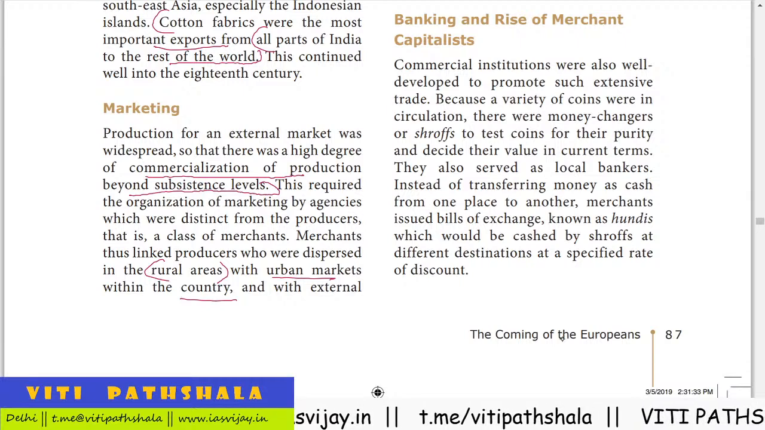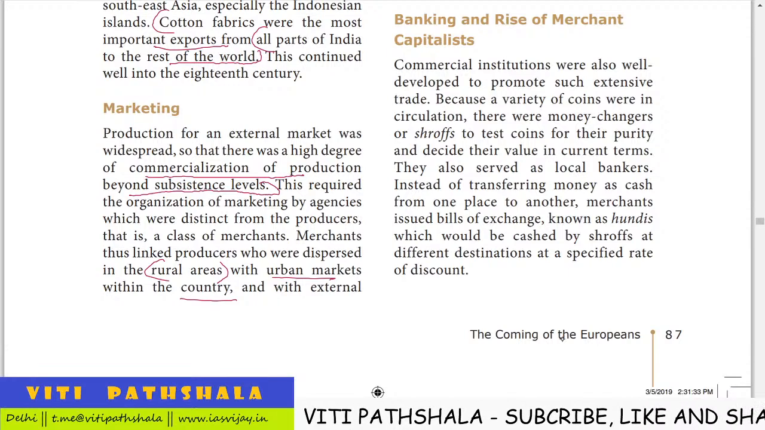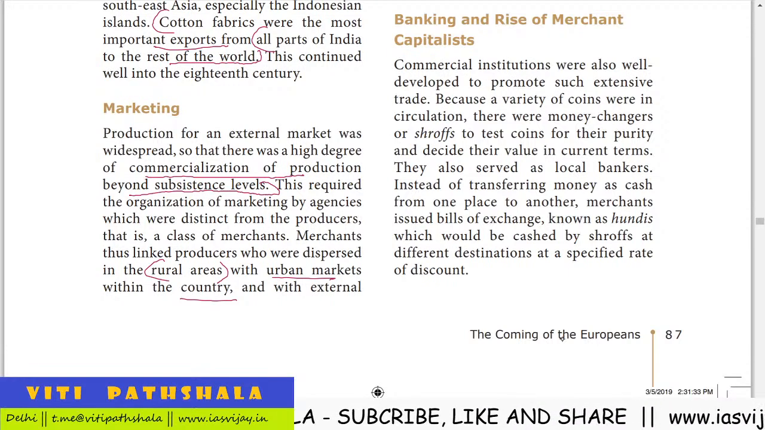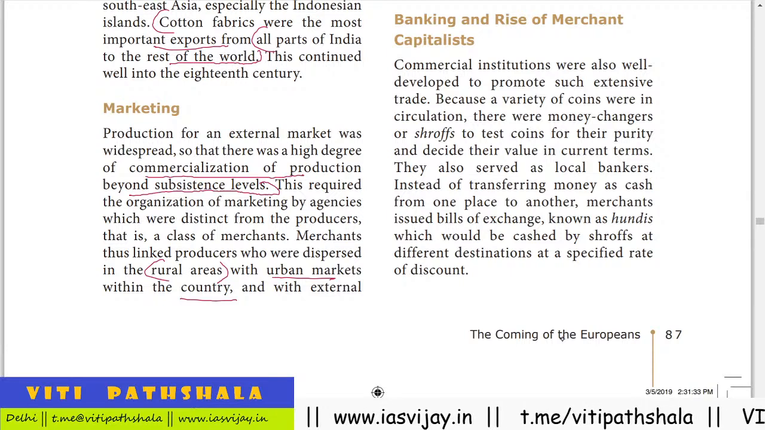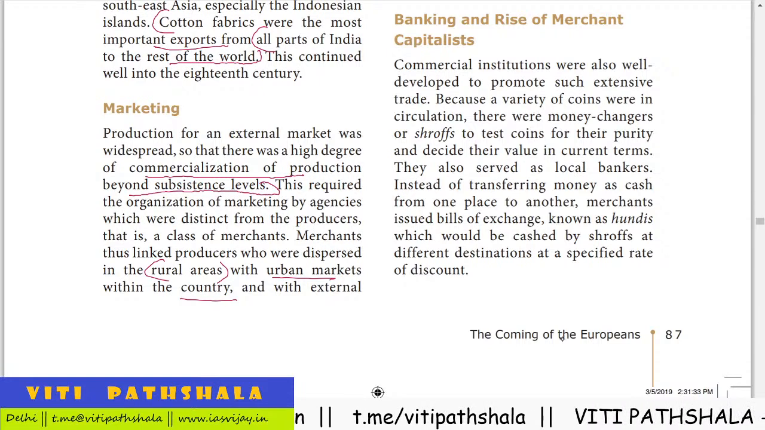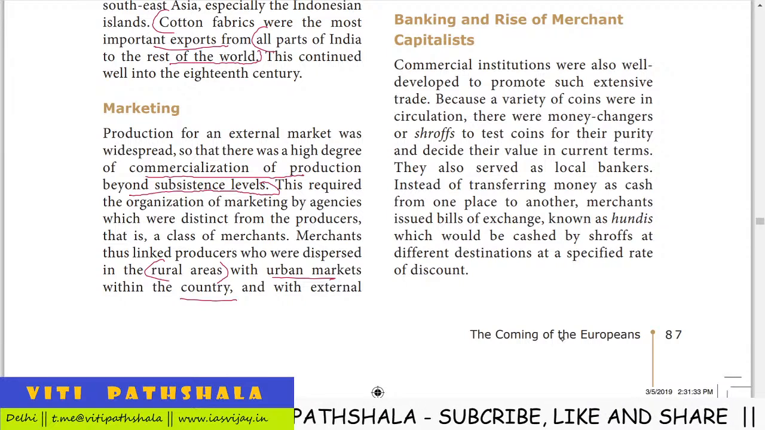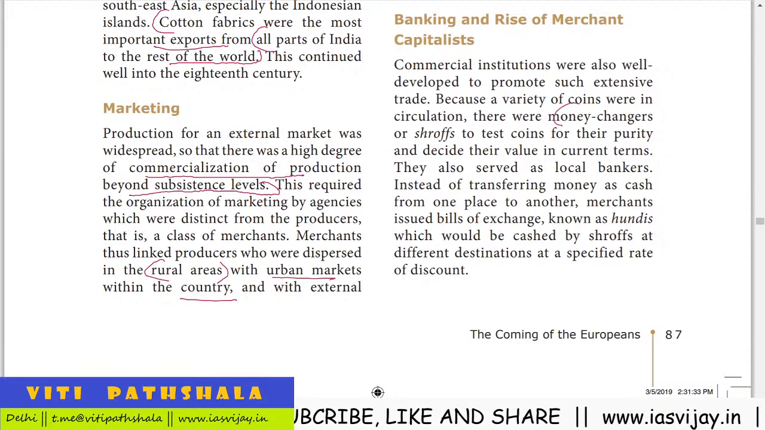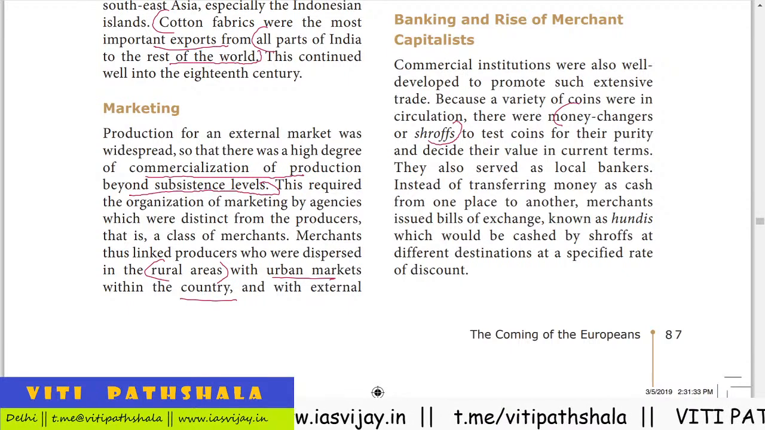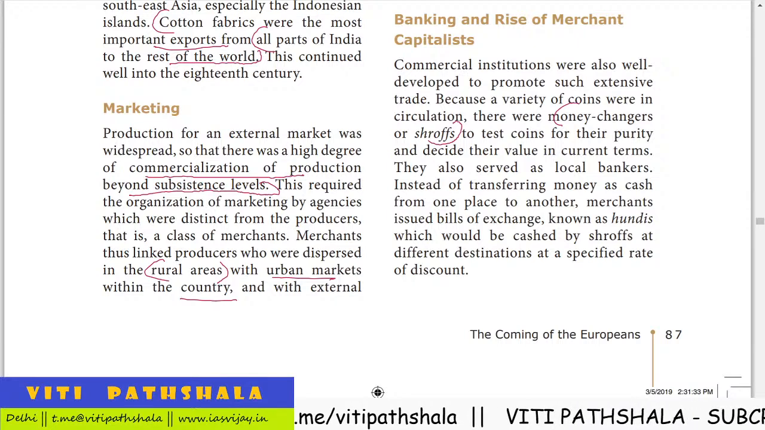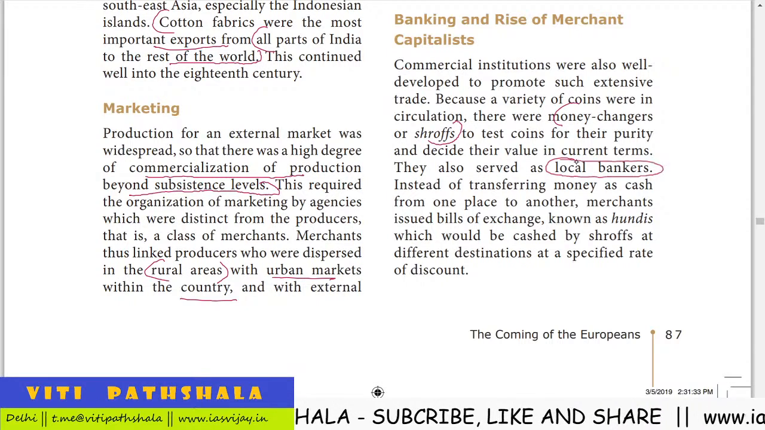Commercial institutions were also well developed to promote such extensive trade. Now because a variety of coins were in circulation, there were the money changers or the sheriffs. So here coins were in circulation in large numbers, so there would be people to exchange them, currency exchangers. So money changers or the sheriffs were there to test the coins for their purity and decide their value in the current terms. Now they served as the local bankers. They were also called local bankers.